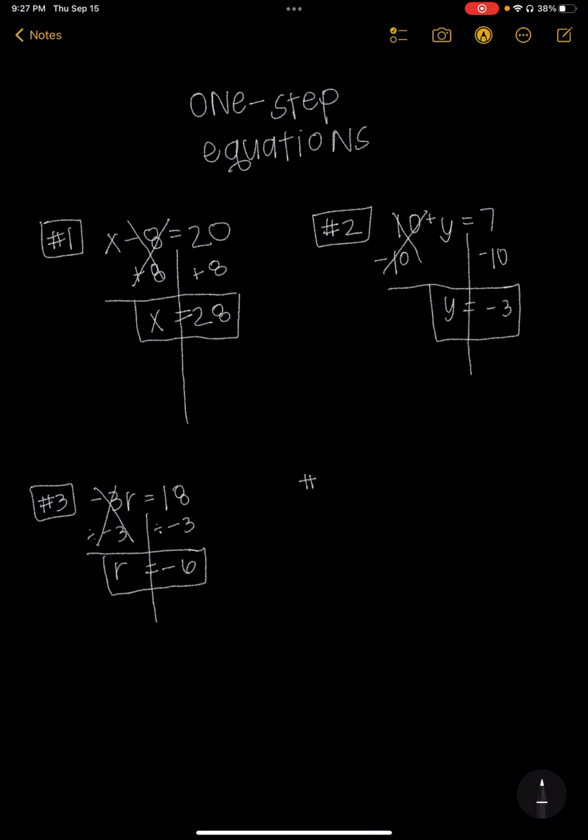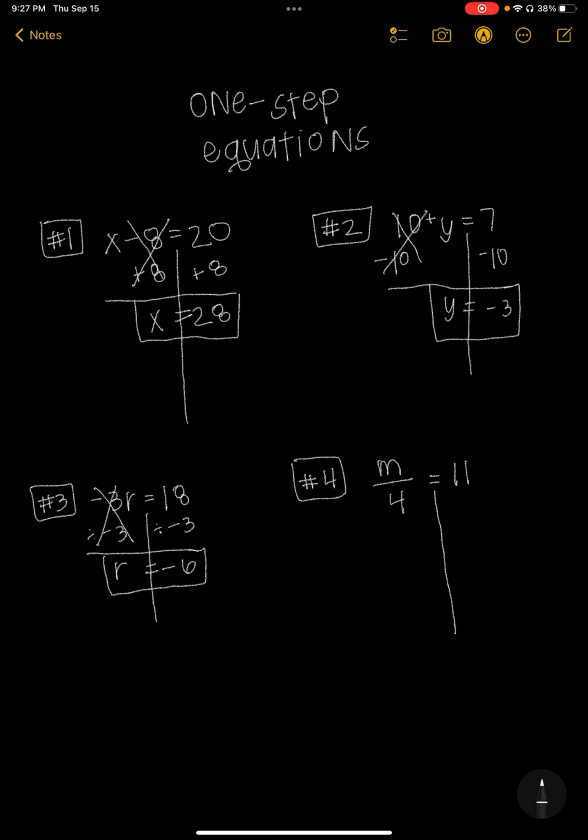All right, and then let's go through just one more example. And this example is m over 4 equals 11. All right, once again, draw a line down the middle of the equal sign. Now, in this case, we want to get rid of the 4 because the 4 is on the same side as our variable m. What is the 4 doing to the m? Is it adding, subtracting, multiplying, or dividing? In this case, it's dividing. The reason why I know it's dividing is because it's in a fraction, and that 4 is on the bottom of the fraction.